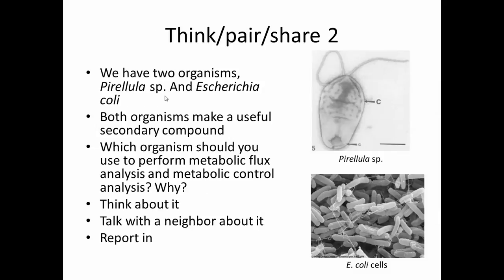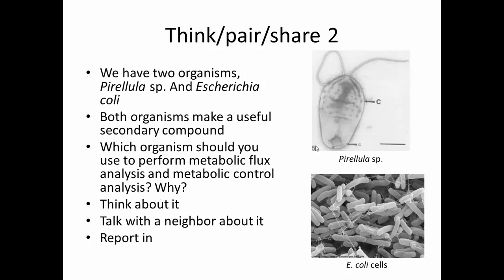Okay, so we won't go into this think, pair, share. I'll just tell you about it. So we have two organisms, Pyrrolula species and E. coli. Both organisms make a useful secondary compound, let's say. Which organism should be used to perform metabolic flux analysis and metabolic control analysis, and why?